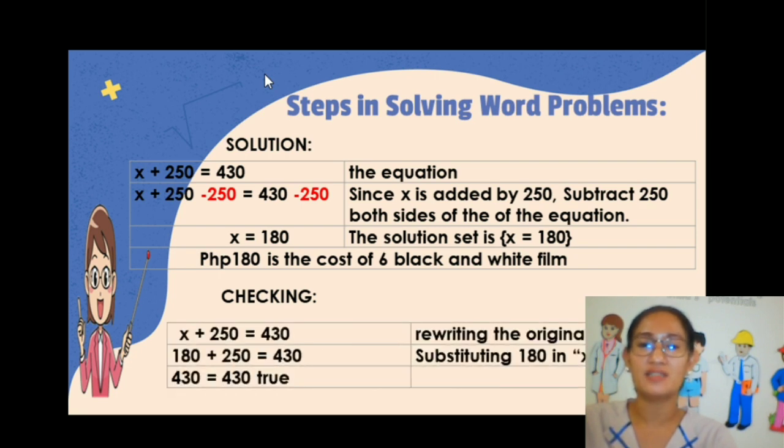Let's check it. Rewrite the original equation, x plus 250 equals 430. Substituting 180 in x and simplifying will give us 430 equals 430, which is true.